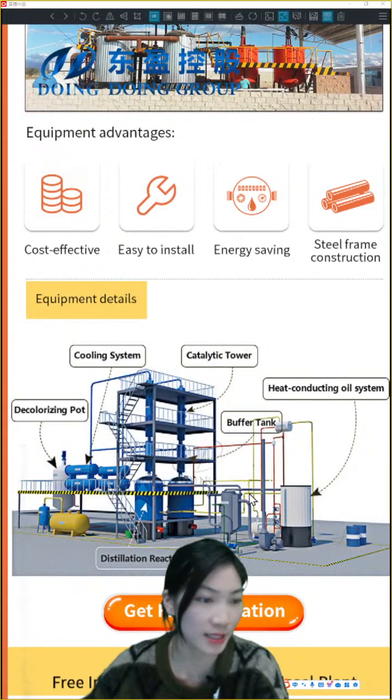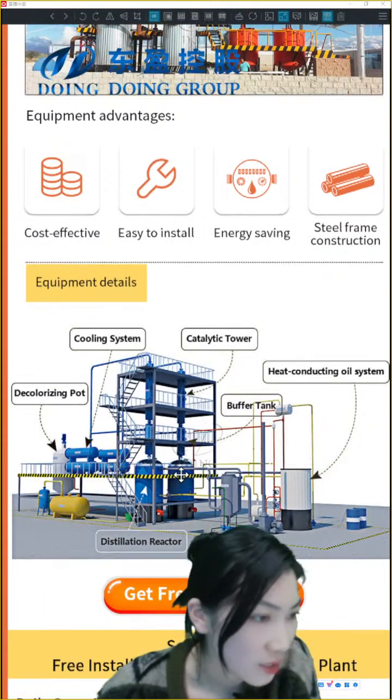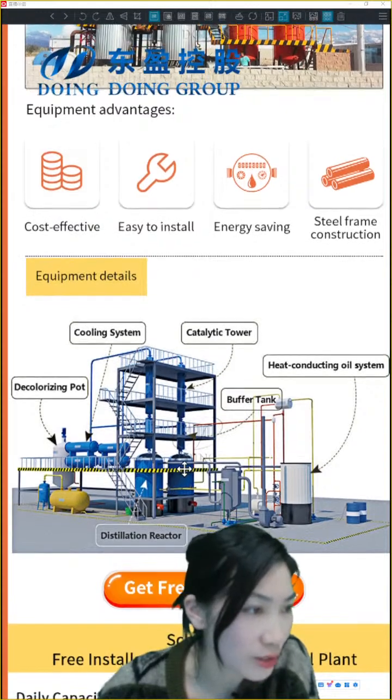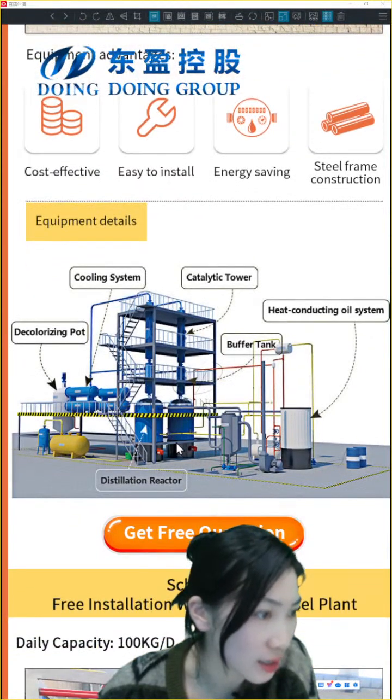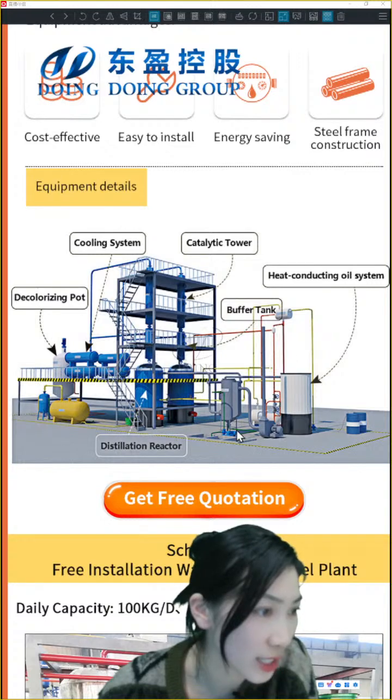This is a deduster system. This is the reactor. No, this is the distillation reactor. This is the catalyst tower. Normally, the catalyst tower is used in the new catalyst part. So this is the new catalyst part.